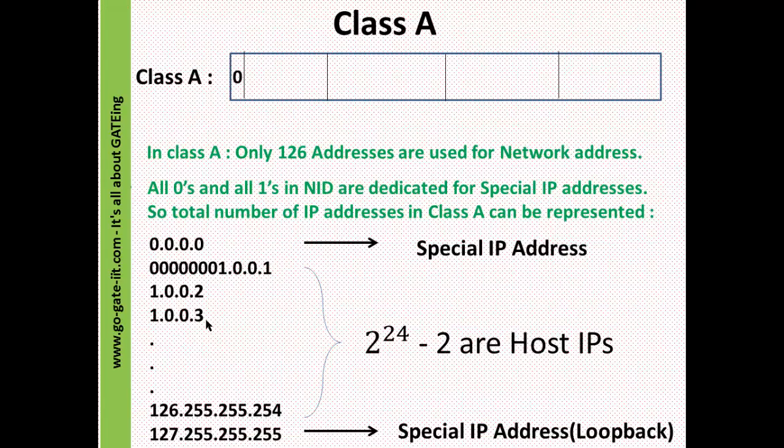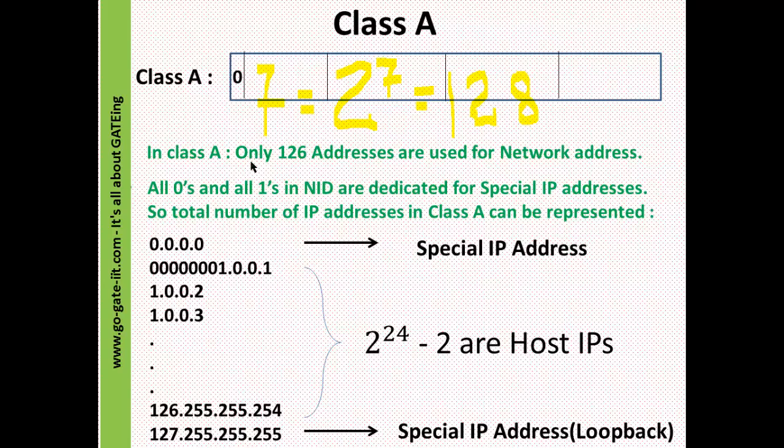Now let's see in detail the class A classification. As I said, for class A the very first bit is fixed and the rest of the 7 bits belong to the network ID. Now this 7 bits can lead to 2 raised to 7 network addresses. Now 2 raised to 7 gives you a total of 128. Please don't mind my writing, I'm using a mouse here so I'm not very comfortable. So in total we get 128.